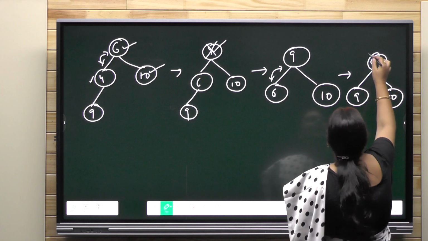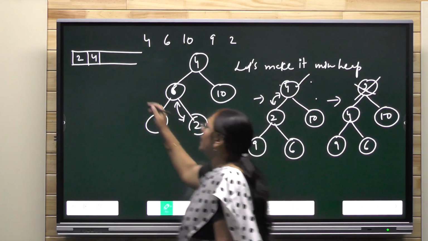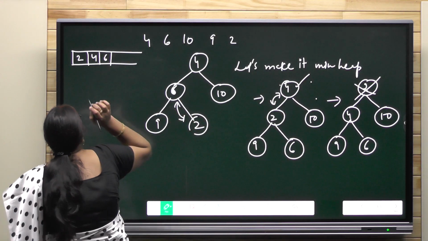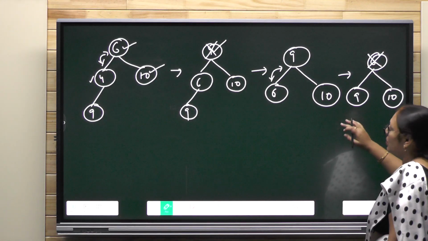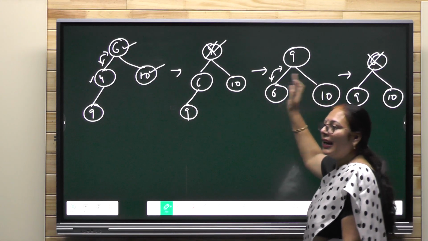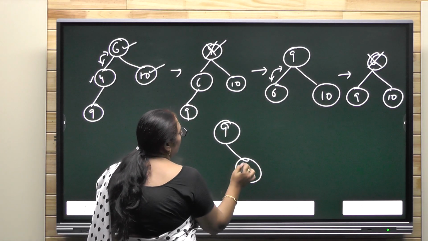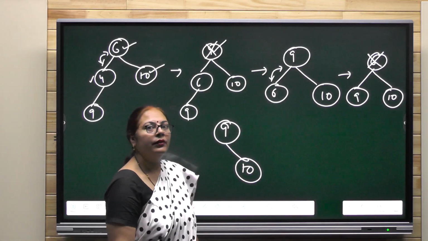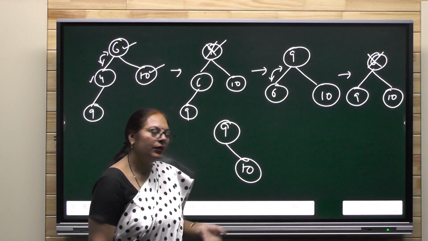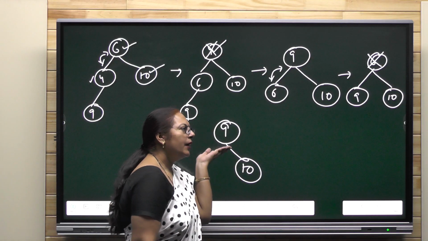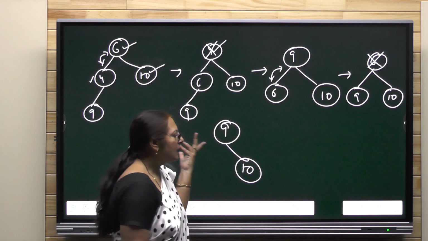Delete the root. That means delete 6 and put it in the array. So 6 we got here. From here it is deleted. Which one is going to be at the root? The leftmost, that means 9, and 10 will be at the right side, or the right child of 9. Now we check the heap, whether it is a min heap or not. Yes, it is a min heap because the parent node is less than its children, only child.